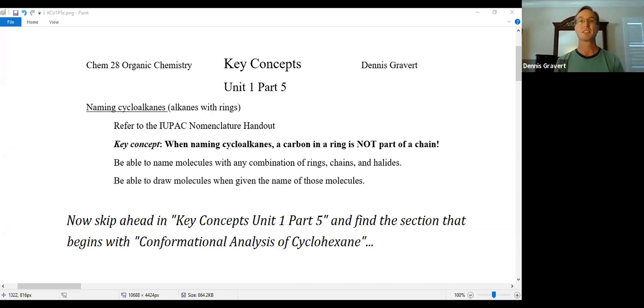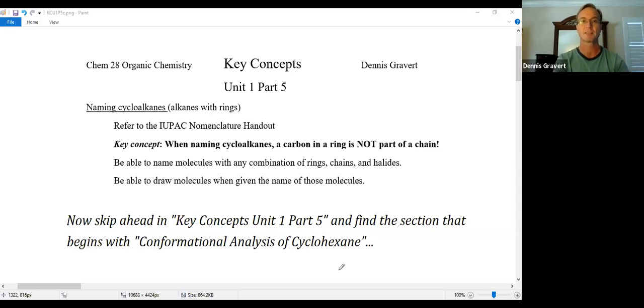Hi everyone, let's talk about cyclohexane. 6 carbons in a ring, and all 6 carbons are singly bonded, single bonds. So we're continuing the second half of Key Concepts, Unit 1, Part 5.